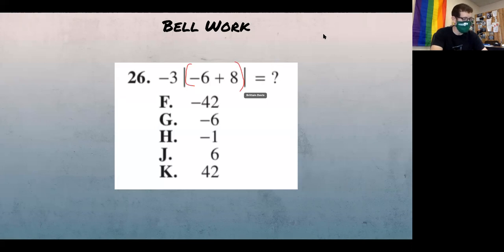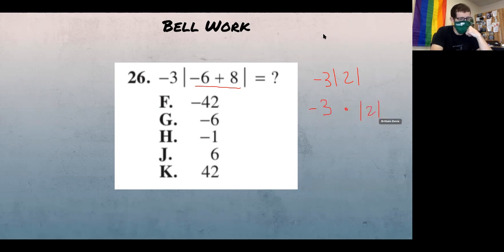Now, they serve a different function, but what we've got is I'm going to evaluate what's inside the absolute value first. So my next step after I do -6 plus 8 is going to be -3 and then 2 inside the absolute value, and that equals something. Now, the default operation in algebra is multiplication, which means if we have two things next to each other and there's no operation indicated, then that means we're multiplying. So this is essentially the same as -3 times the absolute value of 2.